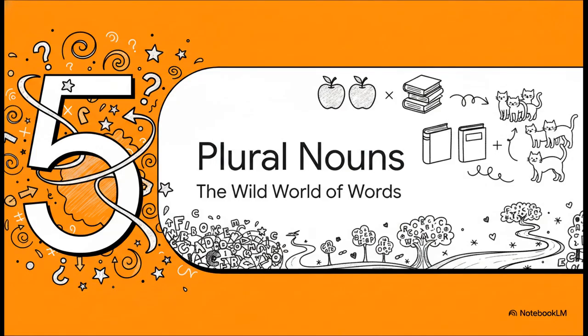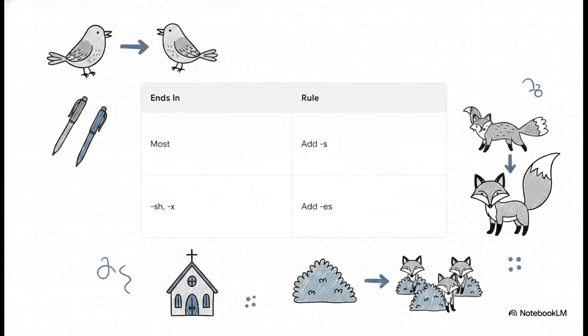Finally, Chapter 5, the frankly wild world of plural nouns. Okay, let's multiply these nouns and step into what is probably the wildest part of English grammar. Usually, you just slap an S on the end of a word and call it a day. One bird becomes two birds. Simple. But if a word ends in a hissing sound, letters like CH, SH, S, double S, or X, we have to add ES. Why? So we can actually pronounce the thing. A fox becomes foxes. A bush becomes bushes. We literally need that extra vowel sound just to make our mouths work around the word.